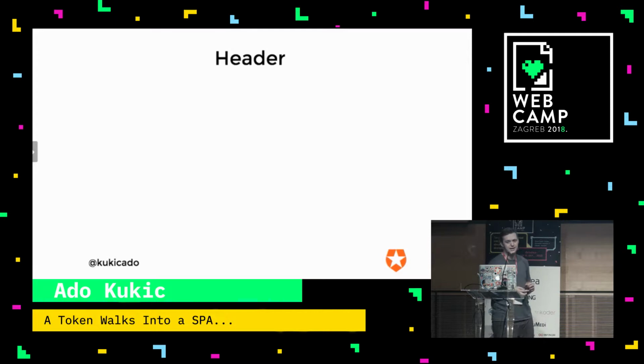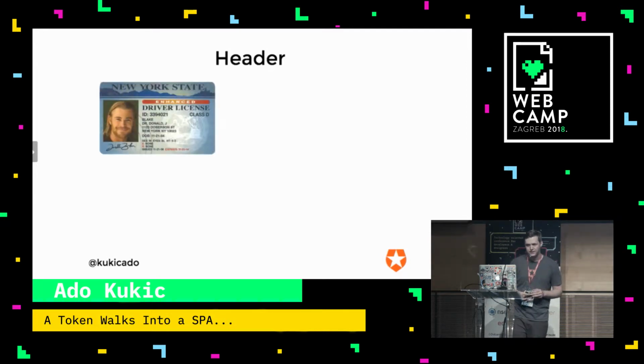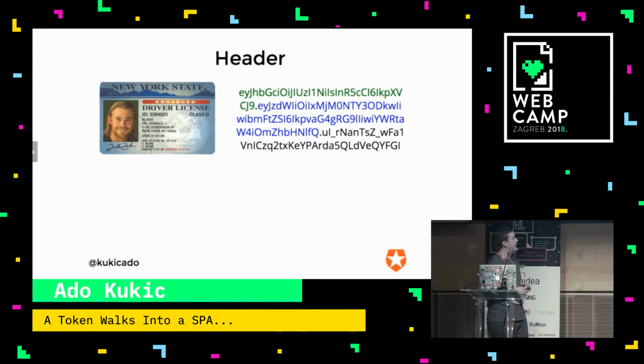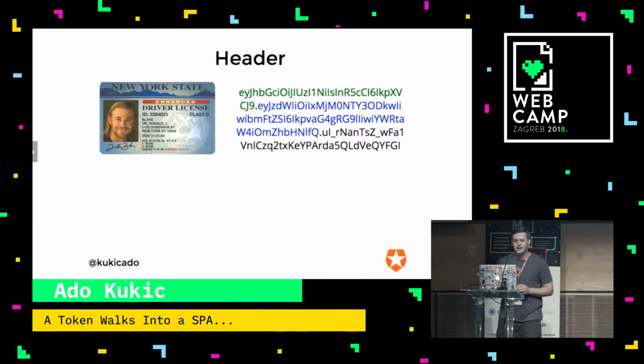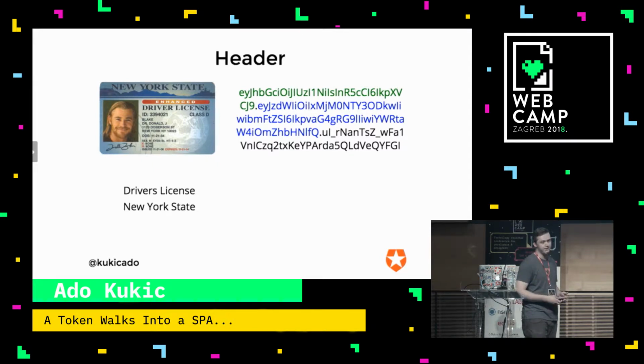So the first part is the header. And we'll put our driver's license and our JSON Web Token side by side. Now, the header of a JSON Web Token is basically just telling you what you're looking at. So if we take a look at our driver's license example, the header might be the fact that it's a driver's license. It says so on it, and that this particular driver's license was issued by the state of New York. So just general data that every driver's license would have.